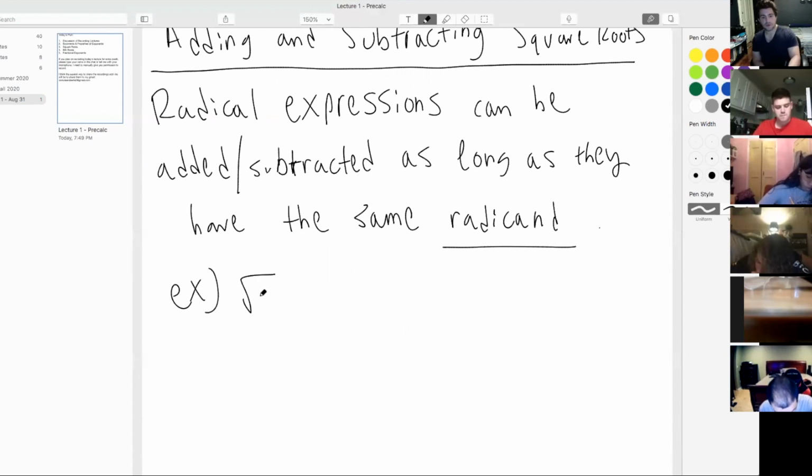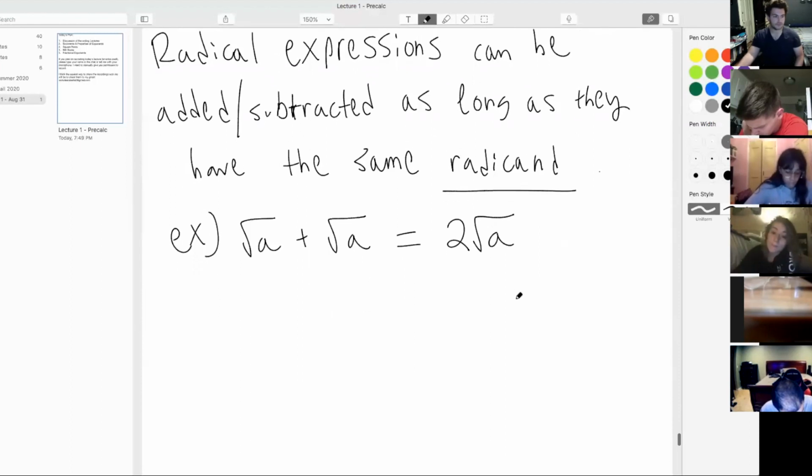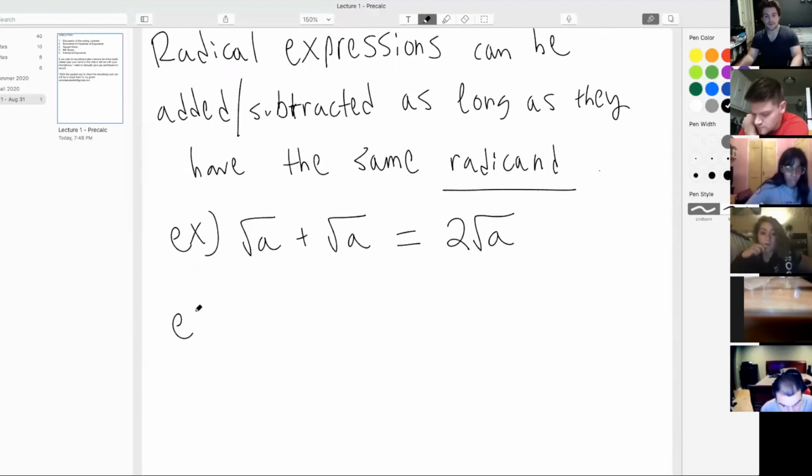The square root of a plus the square root of a. These have the exact same radicand. They both have an a in the square root. So we can combine them. And this is just going to be what you expect it to be. It's going to be 2 square root of a. All right? Very good. How about another example?